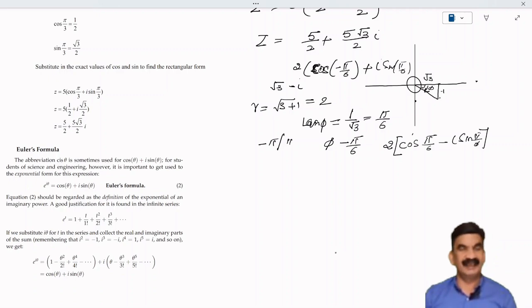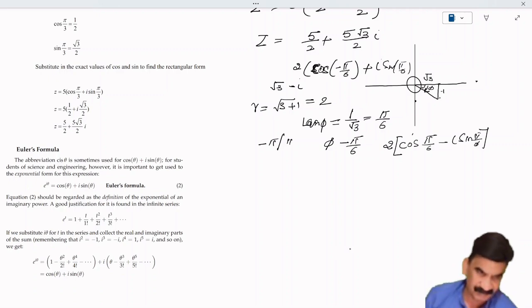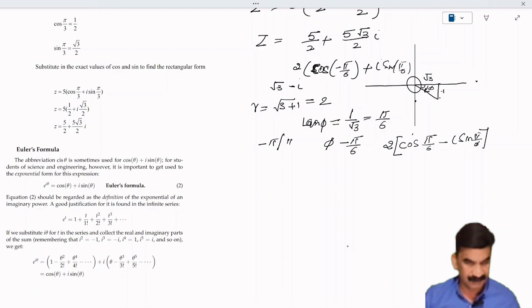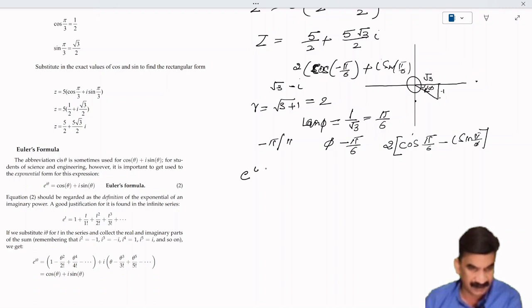For the exponential form, Euler, one of the greatest mathematicians of all times, gave an identity which even I don't have the idea how he got there. I have no idea. e to the i phi or i theta or whatever, I don't care, is equal to cos phi plus i sine phi. Sorry, I don't know what happens sometimes.